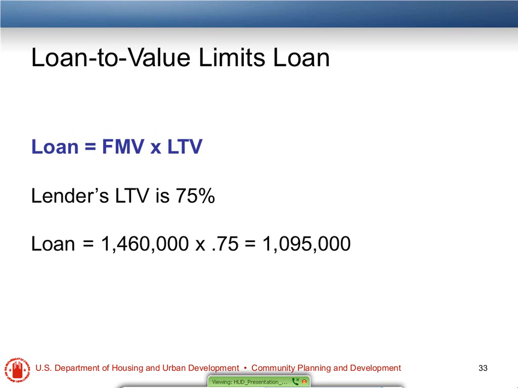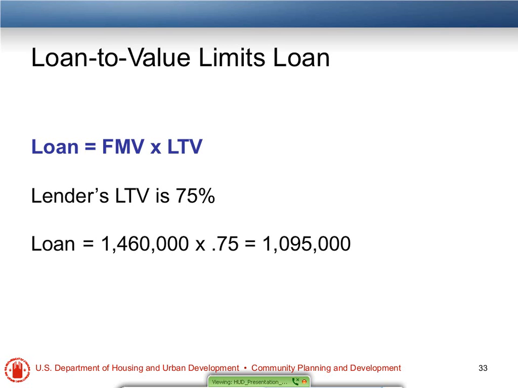Let's look at loan-to-value. The loan-to-value limits the amount that the lender would lend on the project based on its fair market value. In this example, the lender's loan-to-value is 75%. So if we look at the fair market value that we just calculated, the $1,460,000 times the lender's loan-to-value ratio of 75%, 0.75, it means the lender would be willing to lend $1,095,000 on this particular piece of property.